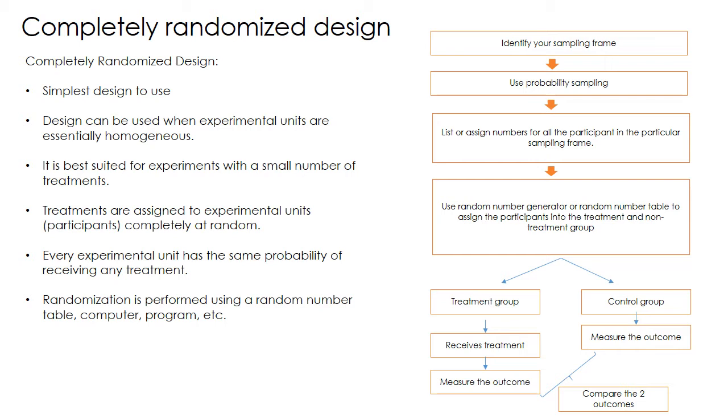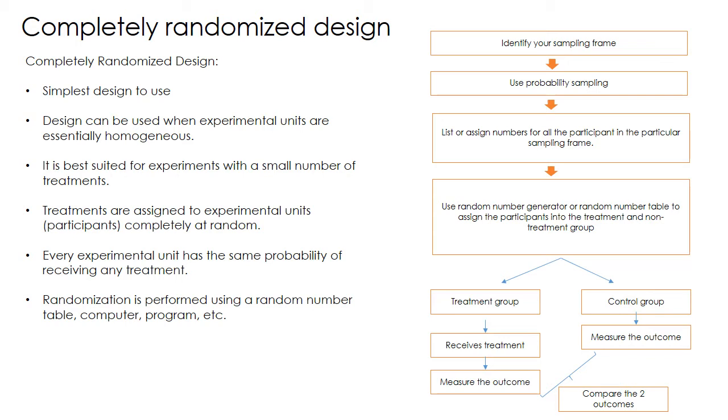In the treatment group, they will receive a specific treatment or drug, and then we measure the outcome. But in control, we only measure the outcome. We do not give them any treatment. That is what makes the two groups different. And once you are done measuring the outcome, we make a comparison between the outcome from treatment and control.